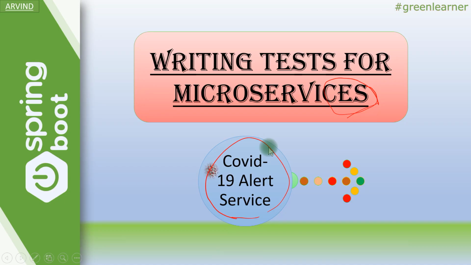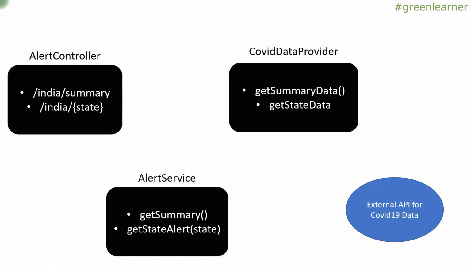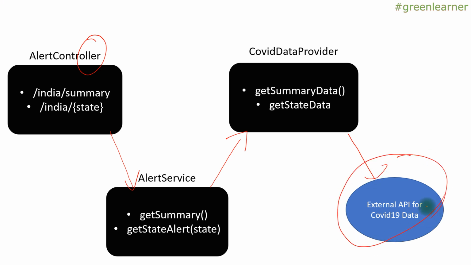Now, coming to the explanation of the project that we have. In the project we have one class, the alert controller, which is contacting the alert service. The alert service is contacting the data provider, and this data provider is actually contacting the external third-party provider that gives the data for processing to our service, right?